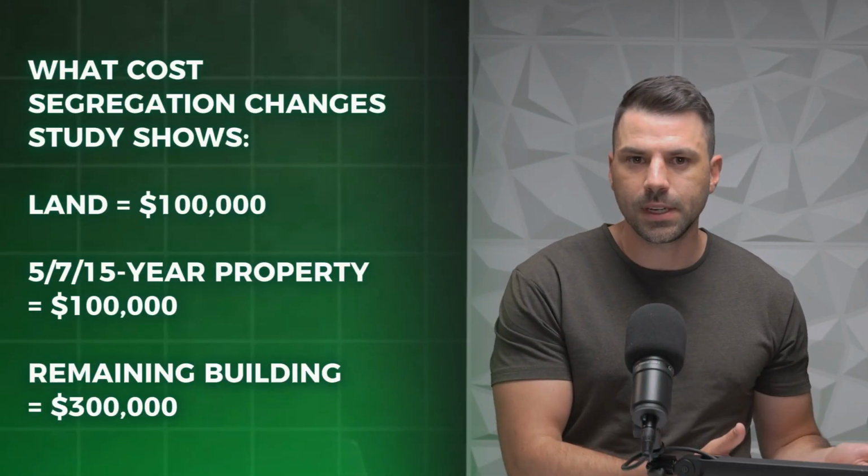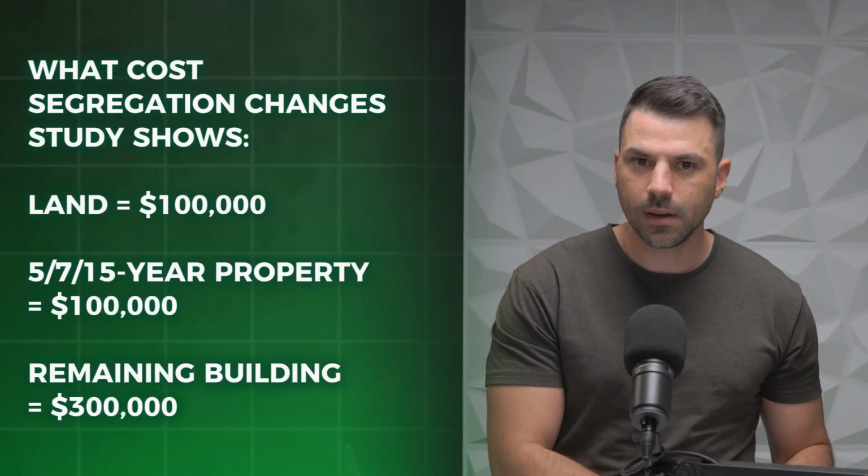So when they give you that final report, it now looks like, okay, we had land at 100, we had 5, 7, and 15-year property worth maybe another 100, and then the building was worth 300. So that's what this study looks like that you get. It gives you a report that says, okay, this is how it breaks down. It's not land and building, it's land, building, 5-year, 7-year, 15-year. That report then goes to your accountant, or it should be going to a CPA, someone who understands real estate cost segregations, bonus depreciation, and can report them properly on your tax return.